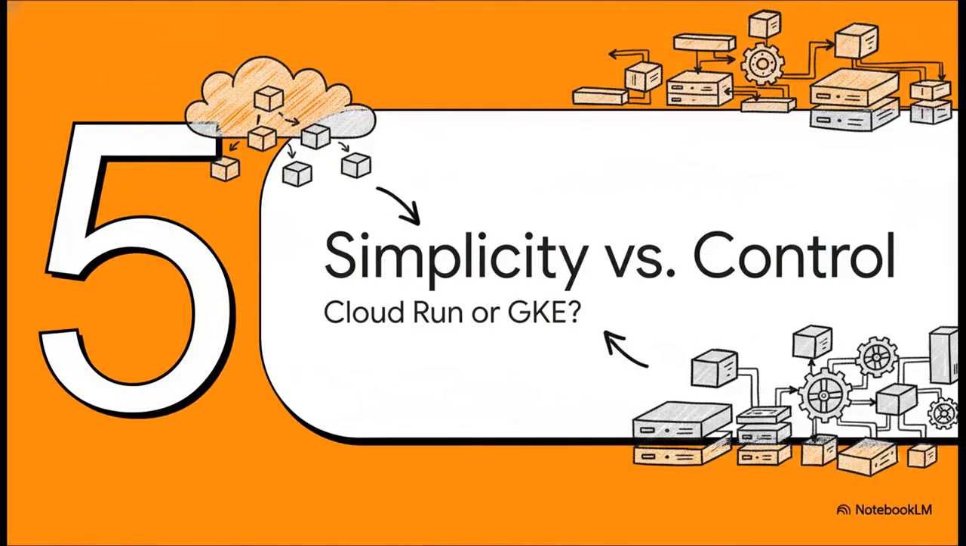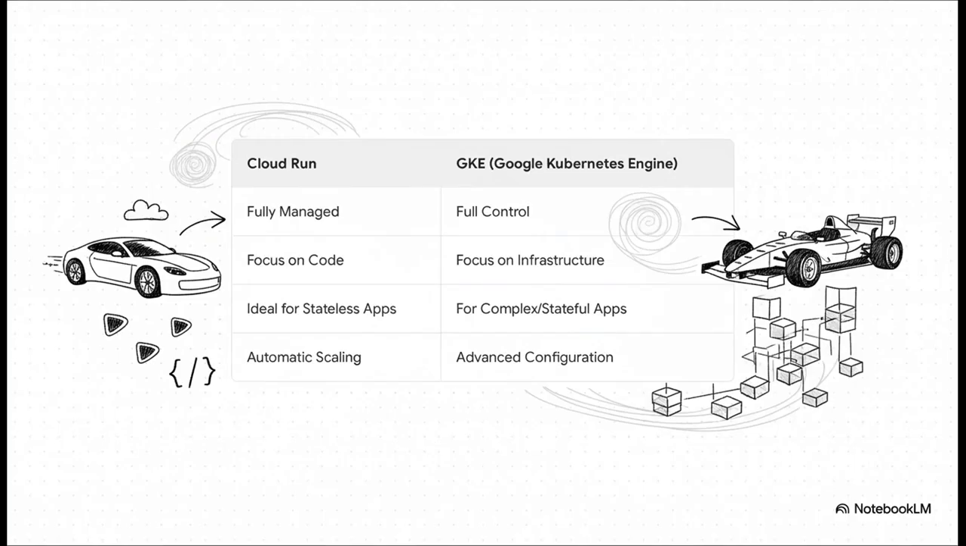Now, all this brings up a super important question that a lot of developers have. If Cloud Run is so simple and powerful, when would you ever need to use something more complex, like Google Kubernetes Engine or GKE? I love this comparison. The best way to think about it is like choosing a car. Cloud Run is like a high-end luxury car with an automatic transmission. It's fast, it's efficient, and it just works.